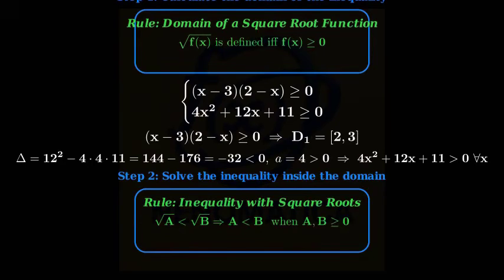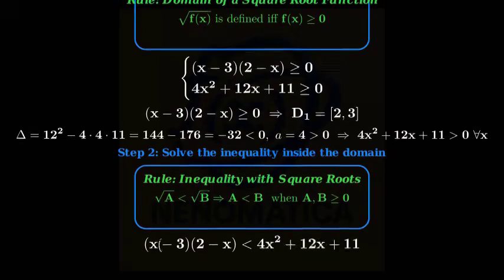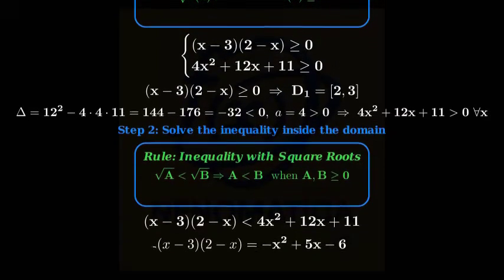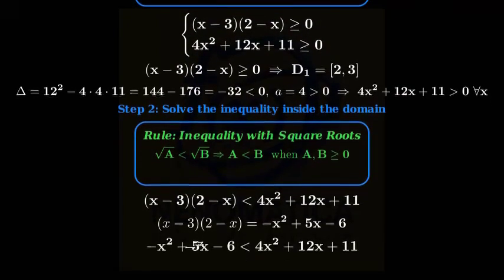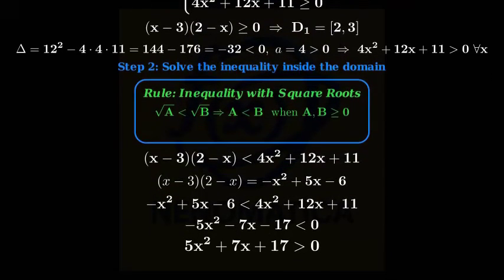Square root a less than square root b implies a less than b. Expand and simplify the left product, and move all terms to one side. Multiply by -1 to make the leading coefficient positive, which reverses the inequality.